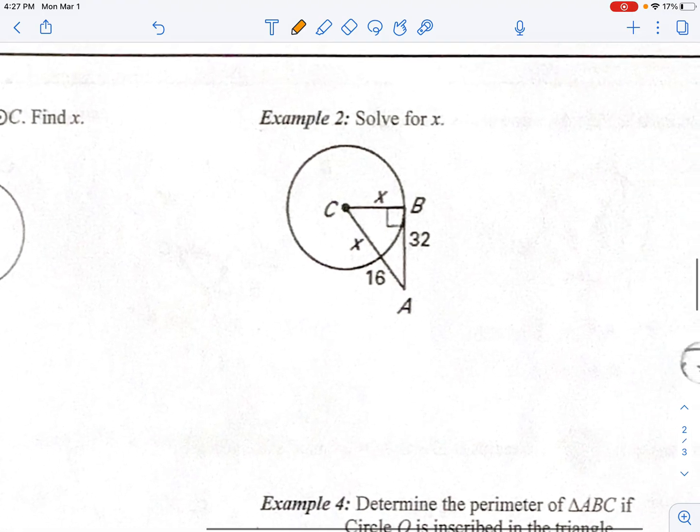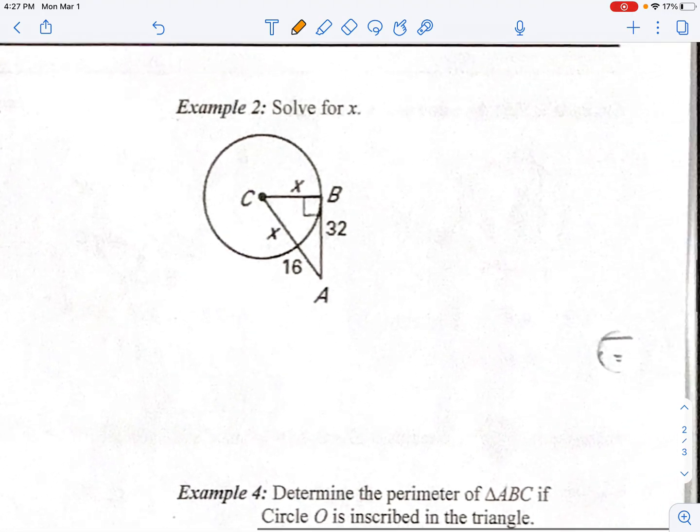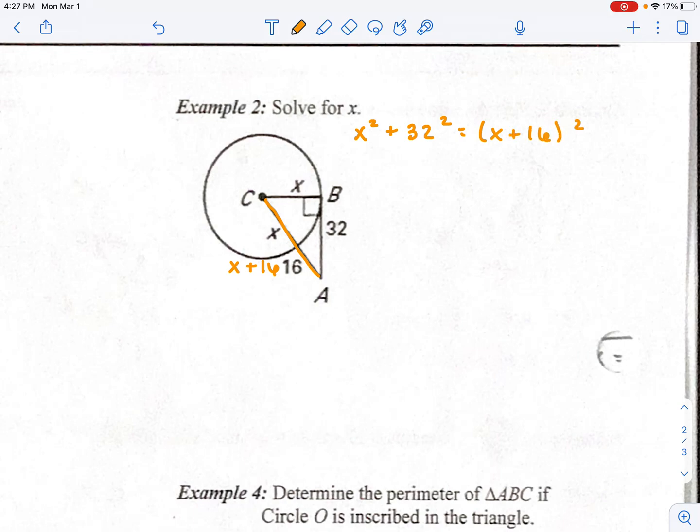Over here, a little bit different. We don't know what the radius is. So we have it set up already for us, which is nice. So I would say x squared plus 32 squared equals... Now, what would this whole side be here? We've got x in that 16, so I would call that x plus 16. So x plus 16 squared. x squared would just be x squared.